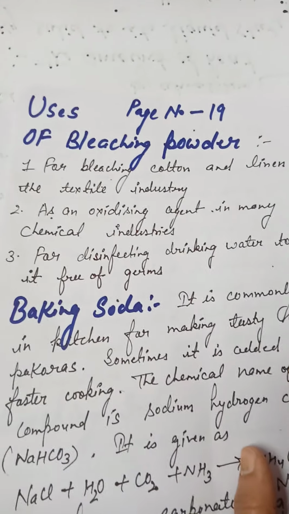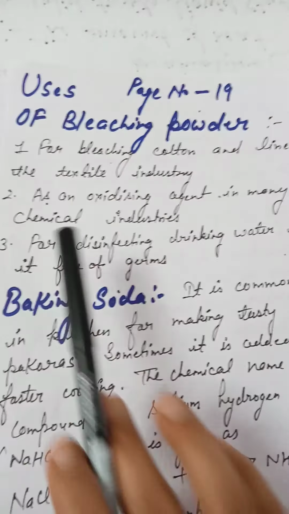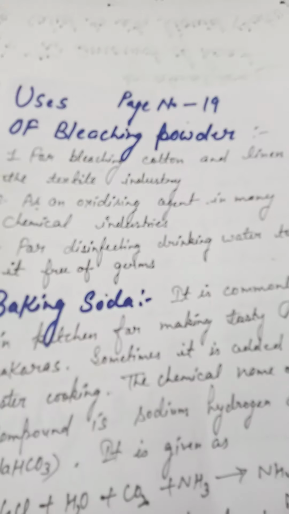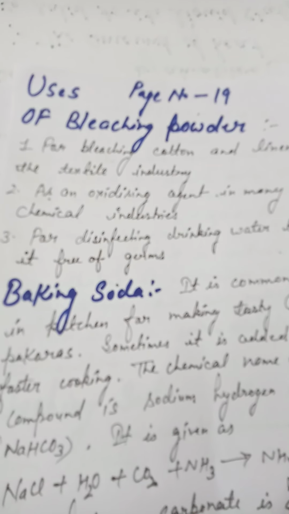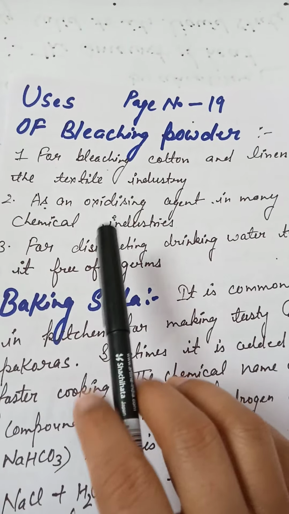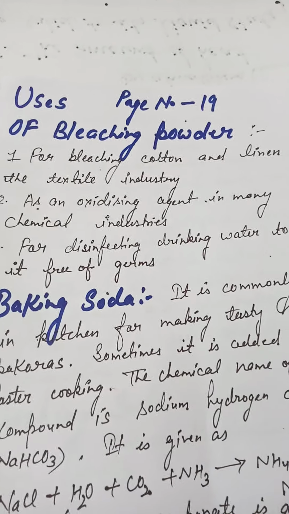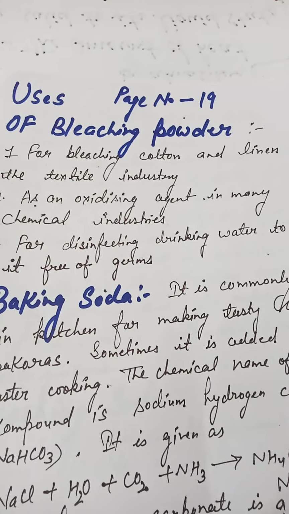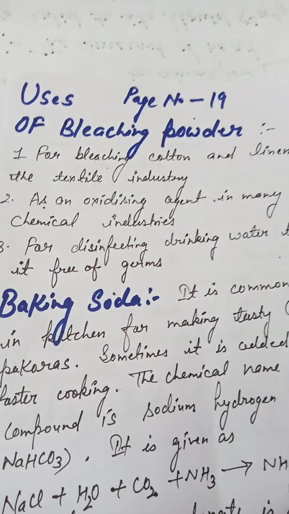The second use of bleaching powder is as an oxidizing agent in many chemical industries. Now what do you mean by an oxidizing agent? We have done oxidizing and reducing agents in the first chapter. The oxidizing agent is that which removes electrons from other substances. Bleaching powder is also used as an oxidizing agent in many chemical industries.